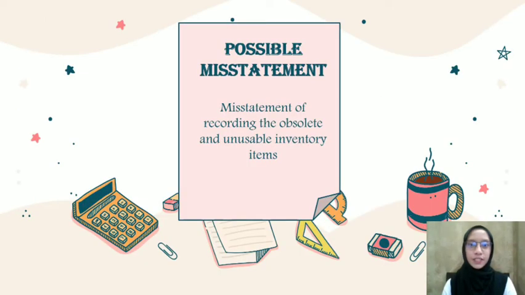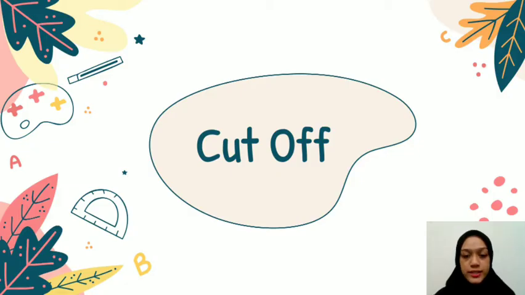The possible misstatement of realizable value is misstatement in recording the obsolete and unusable inventory items. This means that although the auditor has looked through the inventory, maybe he still overlooks some inventory that is unusable or discovered, and the company still records it as normal inventory. Next assertion is cut-off.